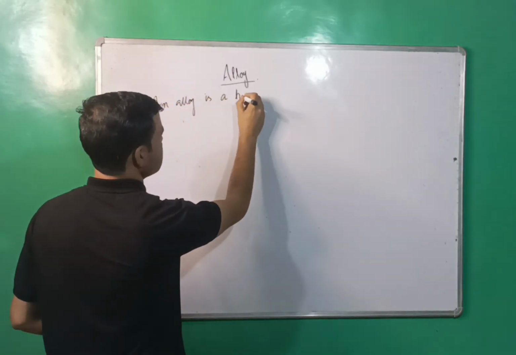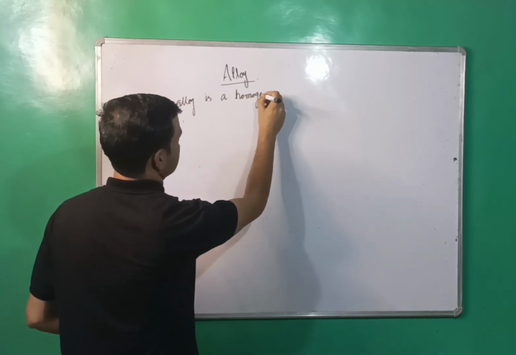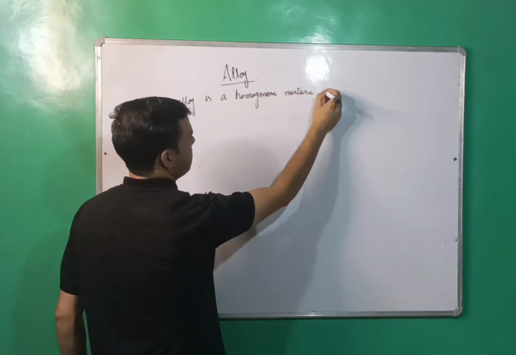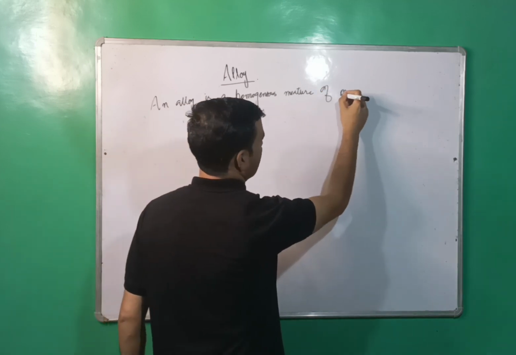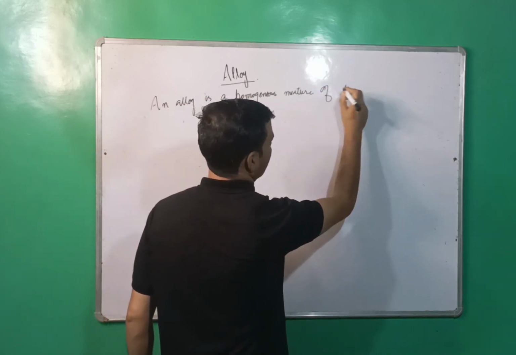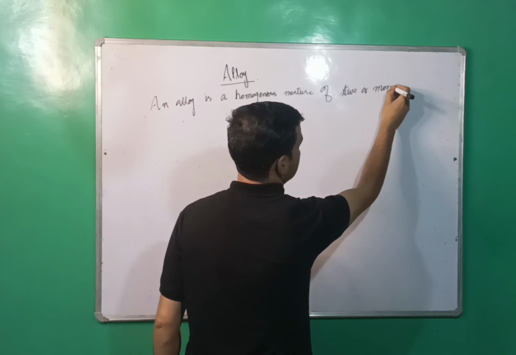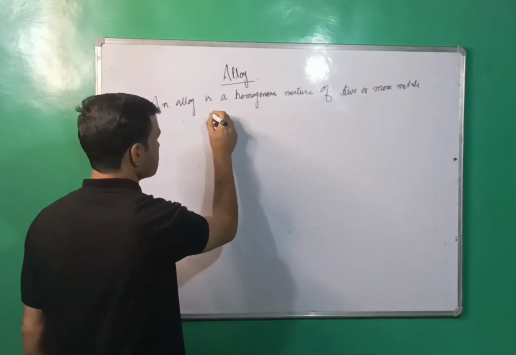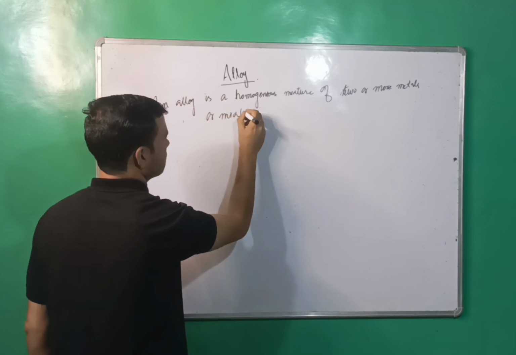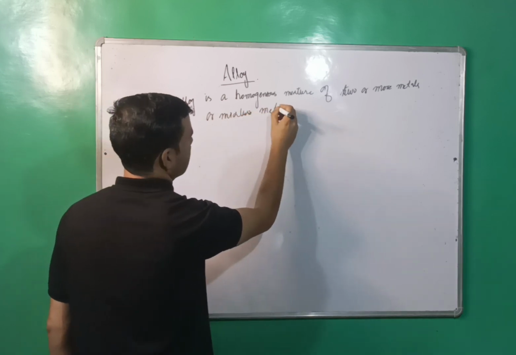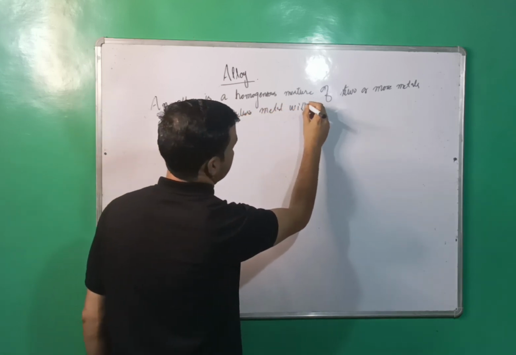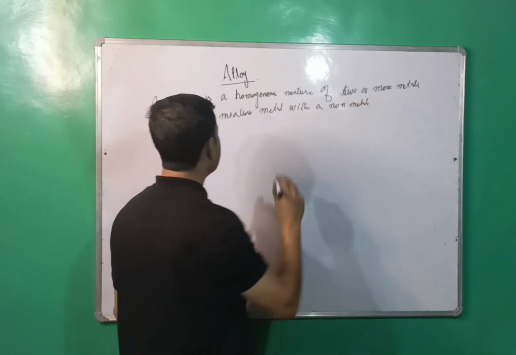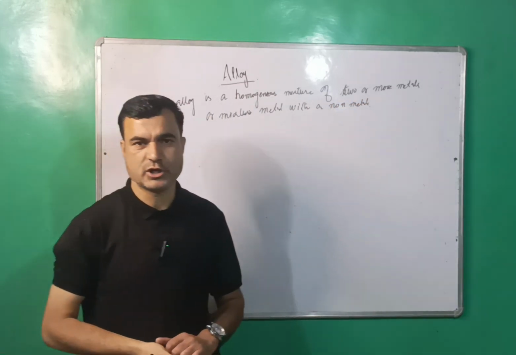An alloy is a homogeneous mixture of two or more metals, or a mixture of a metal with a non-metal. What do we write? An alloy is a homogeneous mixture.